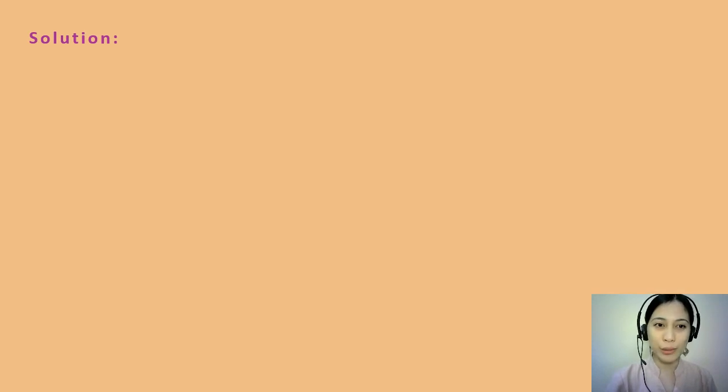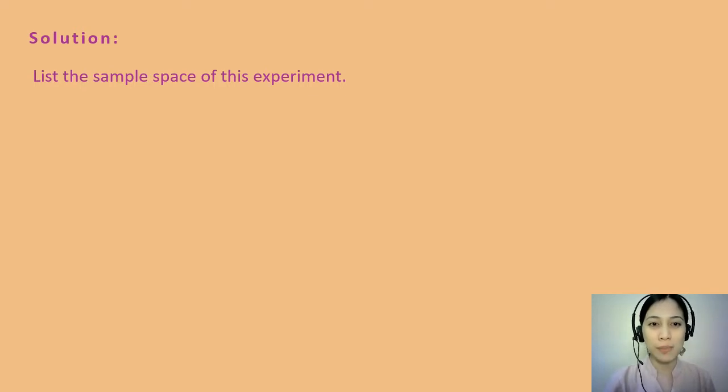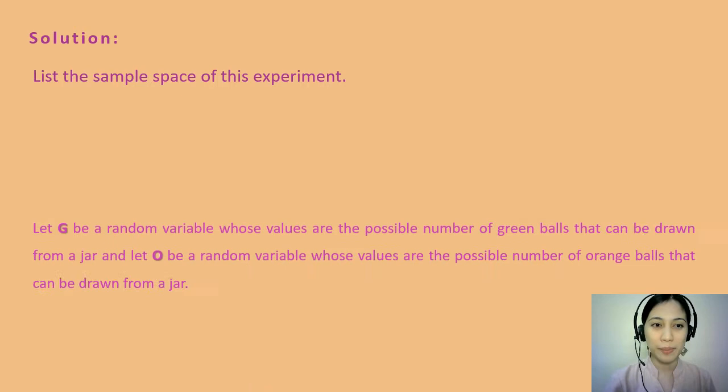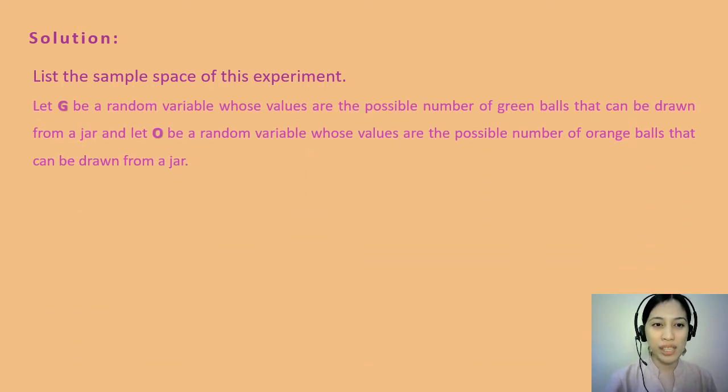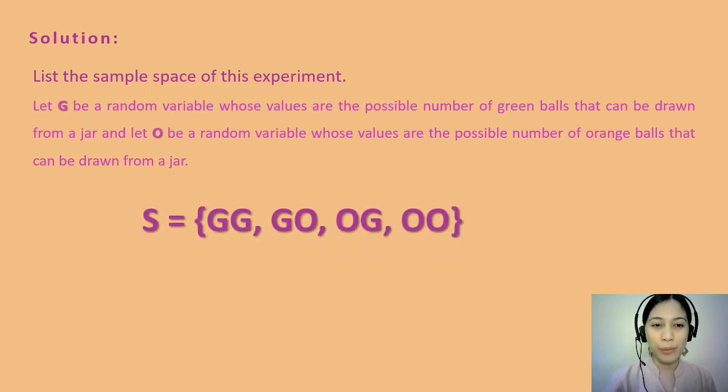As for our solution, let us bear in mind that we should first list the sample space for this experiment. Let G be a random variable whose values are the possible number of green balls that can be drawn from a jar, and let O be a random variable whose values are the possible number of orange balls that can be drawn from a jar. So from here, we have our sample space, which is GG, GO, OG, and OO.